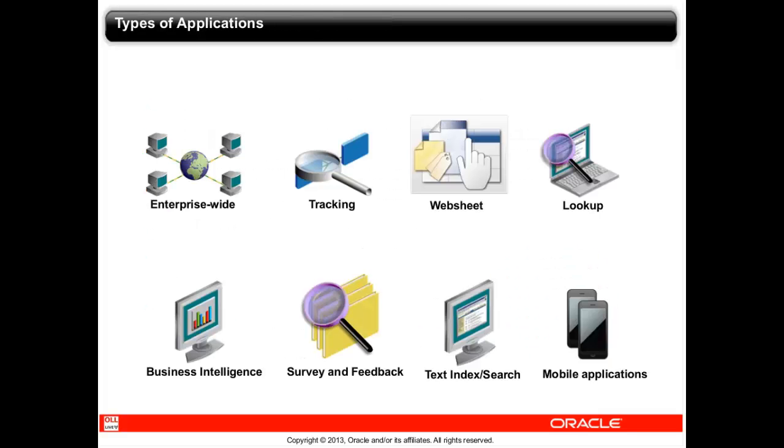Now let us see what types of applications can be developed using Oracle Application Express. We can develop enterprise-wide, web-based applications to track projects, contacts, customers, etc. We can also create websheet applications. Then we can create applications to look up people and catalog items, and lightweight business intelligence applications with reports, bar charts, and so on. And we can also create mobile applications, which is newly introduced in Oracle Application Express 4.2.